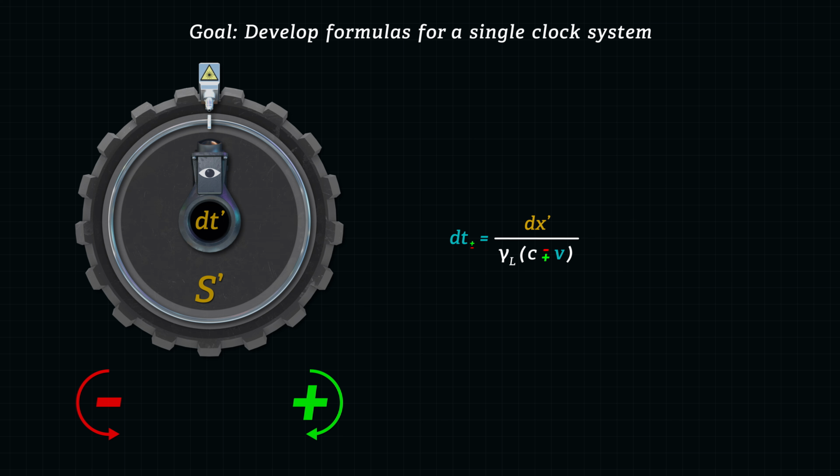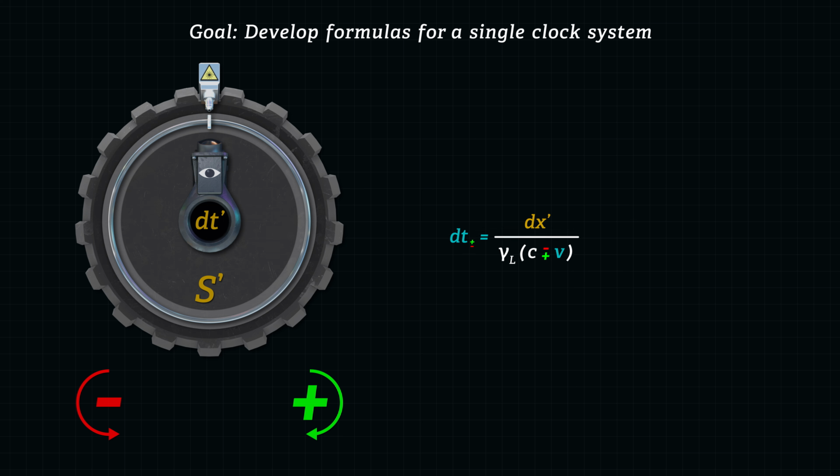The time elapsed on a clock in what is deemed to be the stationary frame, dt, is equal to the path length in the moving frame, dx prime, divided by the Lorentz gamma factor times light speed c minus or plus the speed v of the moving frame through space.